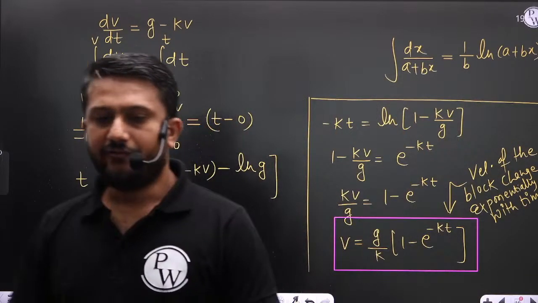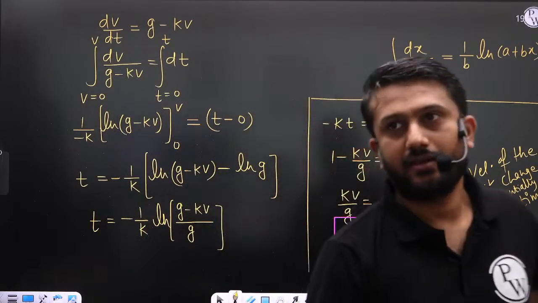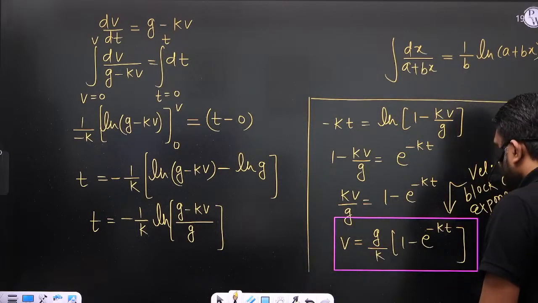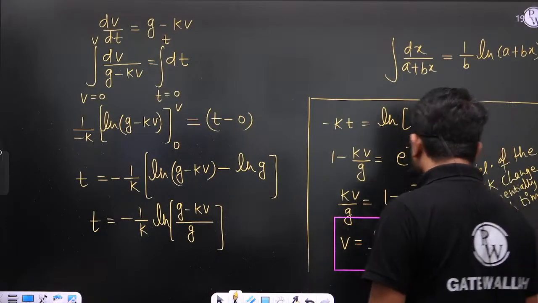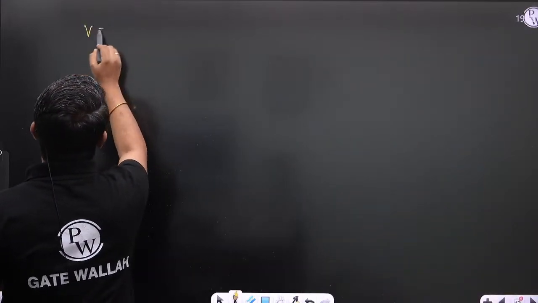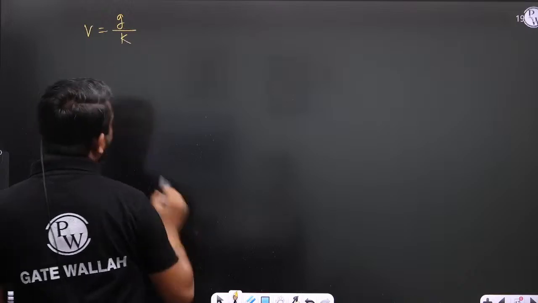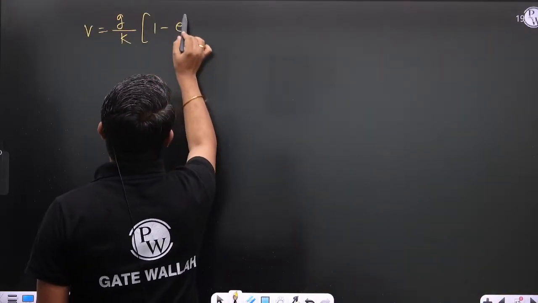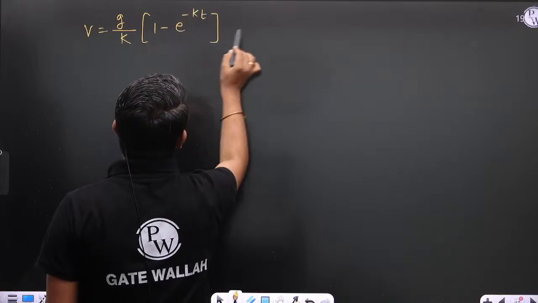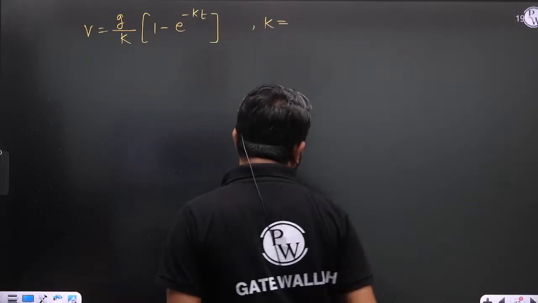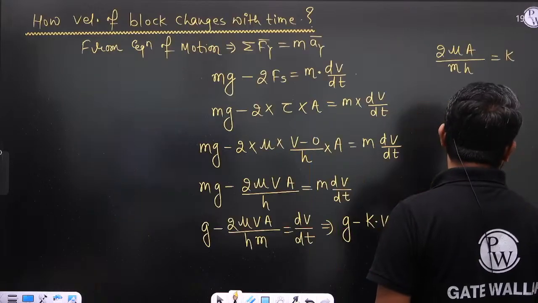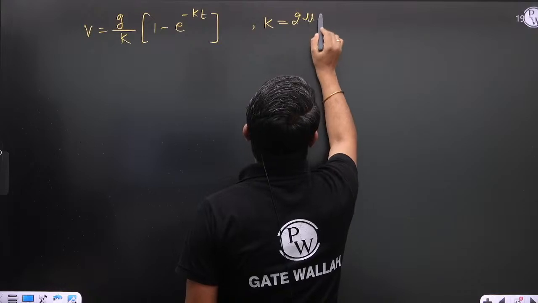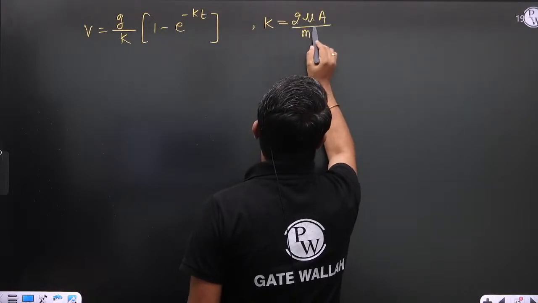right? And when time t is equal to infinity, see, just 1 minute, v is equal to g by k, (1 minus e to the power minus kt). And what is the k? k is equal to 2 mu a upon mh. This is k.